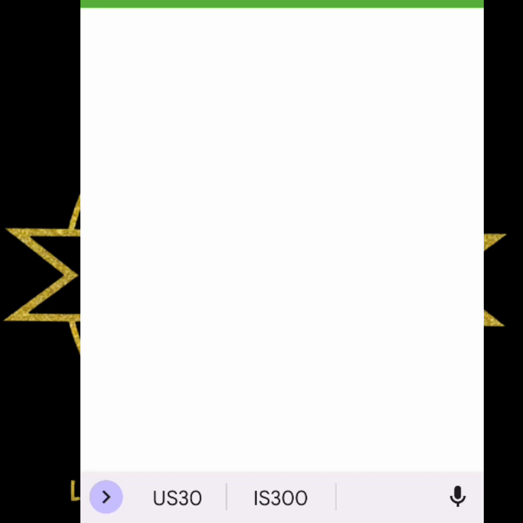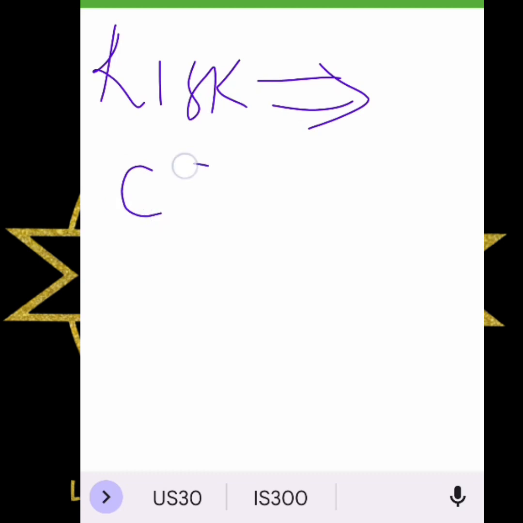So now let's go. First, to calculate risk, there are two things you must know. The first is what is called contract size, and the second is points. Okay, contract size and points.